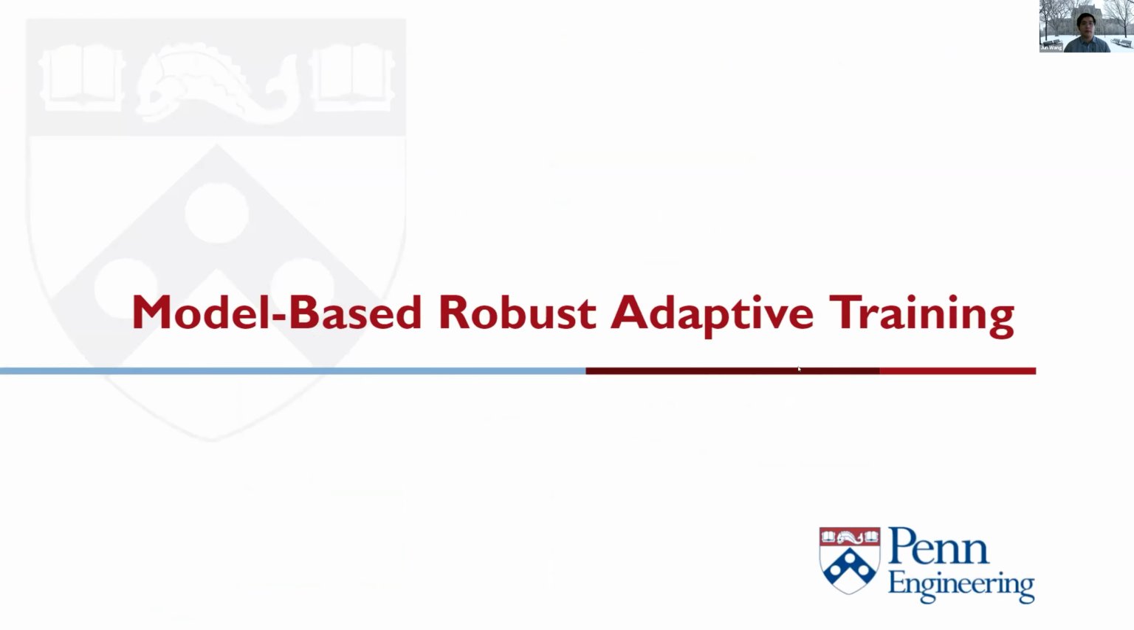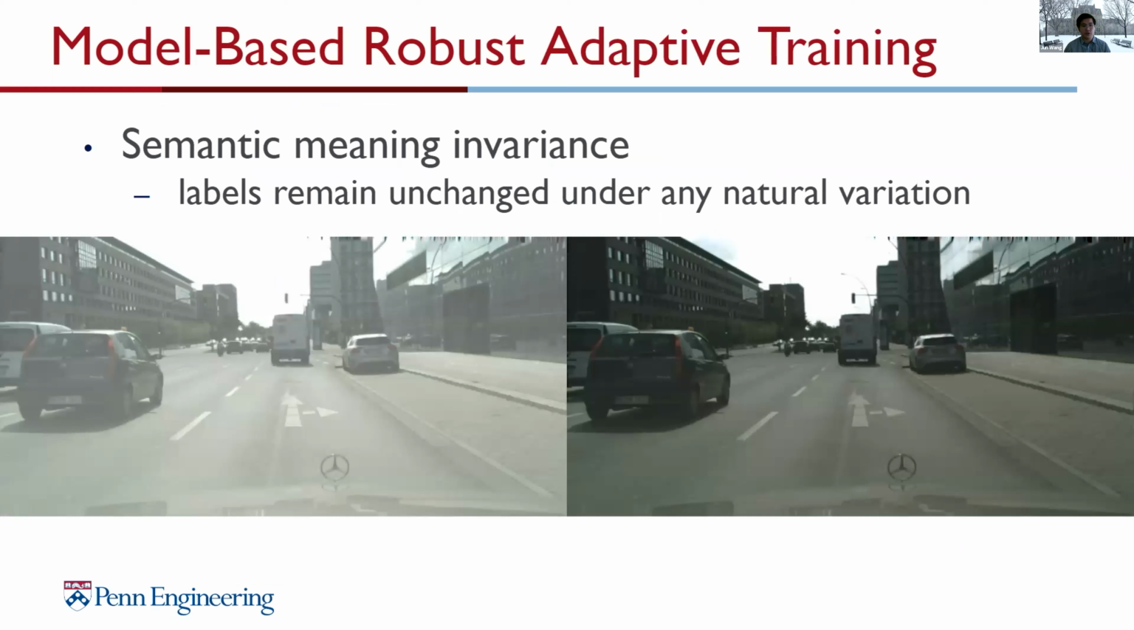So the second algorithm I'm going to introduce is the model-based robust adaptive training algorithm. Before we move on, I would like to introduce a concept called semantic meaning invariance, which means the labels remain unchanged under any natural variation. So here we can see two images. They are actually the same image, but with different brightness conditions. But we can see that no matter what kind of brightness condition or any other natural variation effect we apply to this image, the car remains to be a car.